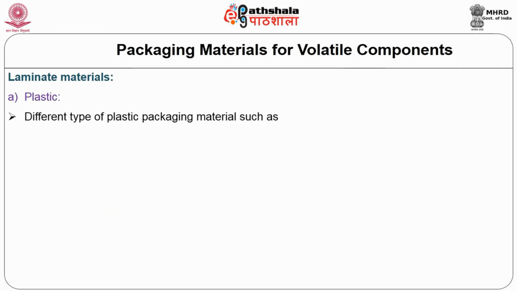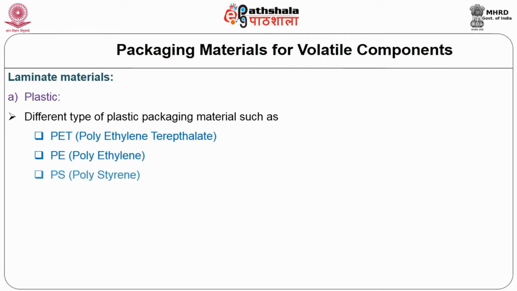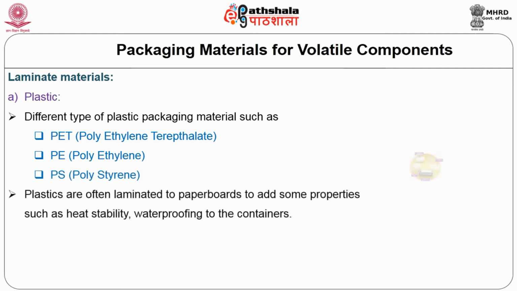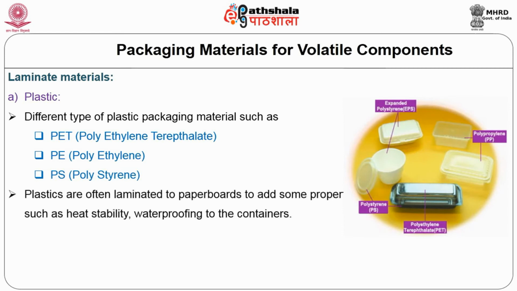Different types of plastic packaging materials such as polyethylene, tetrapacks and polystyrene are commonly used. Plastics are often laminated to paperboards to add properties such as heat stability and waterproofing to the containers.